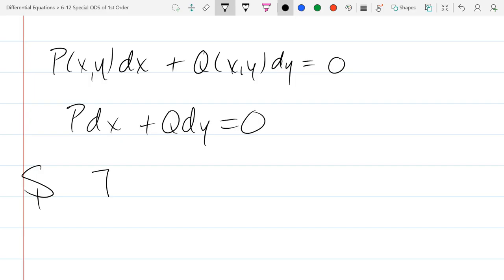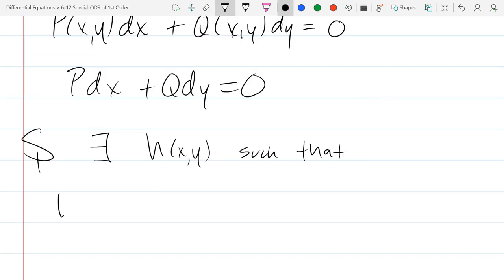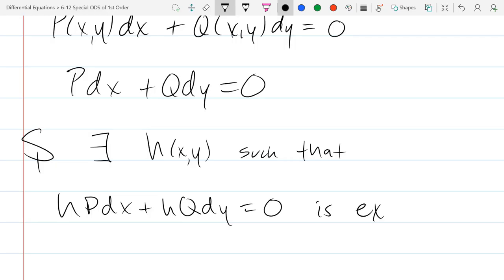All right, suppose there exists a function h of x and y such that h times P dx plus h times Q dy equals 0 is exact. Then we can solve it because we know how to solve exact equations. So the question is, when does such a function exist that makes this exact?